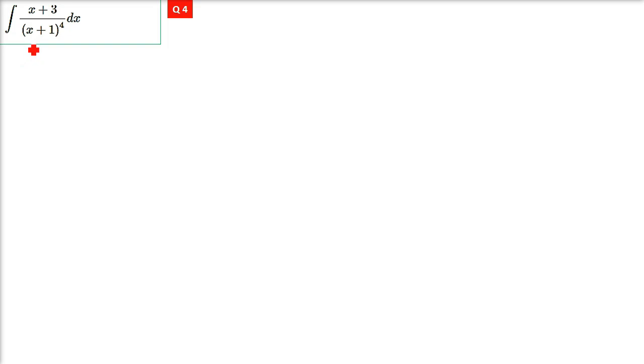x plus 3 divided by x plus 1 to the power 4. This explanation becomes very important, because there are certain questions like this which are coming up. x plus 3 can be written as x plus 1 plus 2. Alright. So x plus 1 plus 2, this is x plus 3. We have in the denominator x plus 1 to the power 4. So now separate them out. x plus 1 divided by x plus 1 to the power 4, and 2 divided by x plus 1 to the power 4.